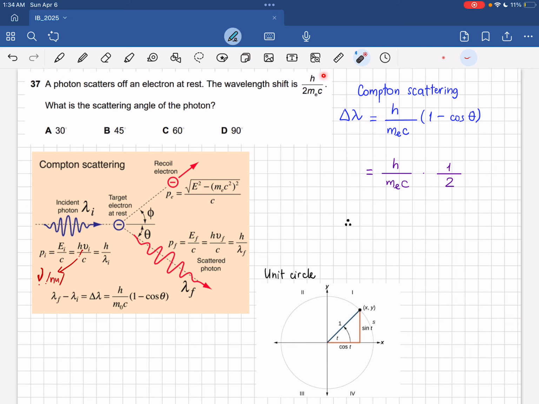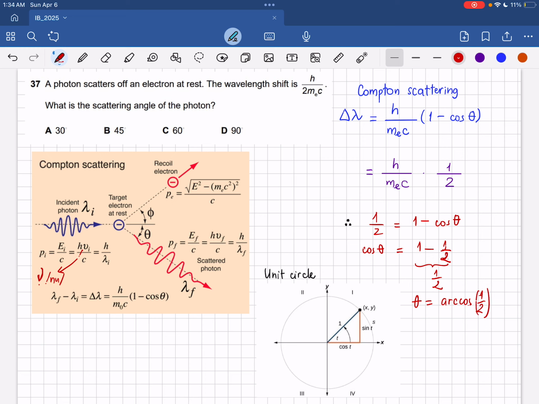They provide the wavelength shift already, so you can compare this one half to this one. From there we see that 1/2 should equal 1 minus cosine of theta. Now we just need to solve for theta. Move cosine theta to the other side, and move the 1/2 to the other side. Then cosine theta just equals 1/2. We can find the angle using the inverse function of cosine, the arc cosine of 1/2.